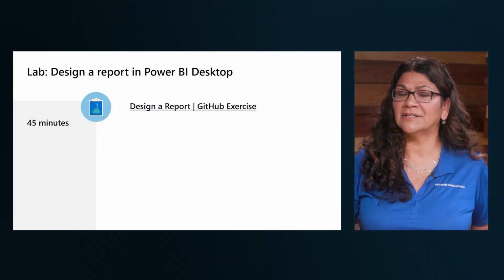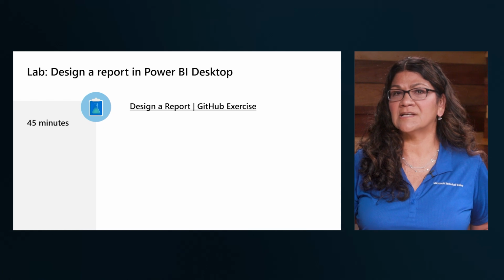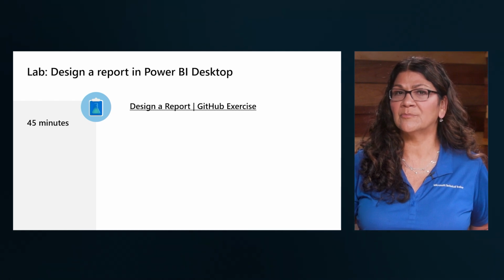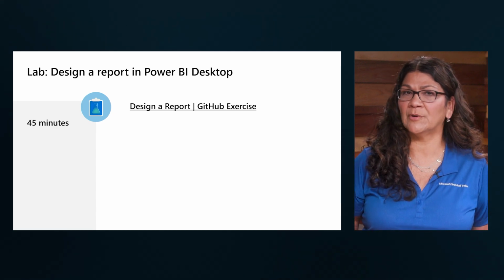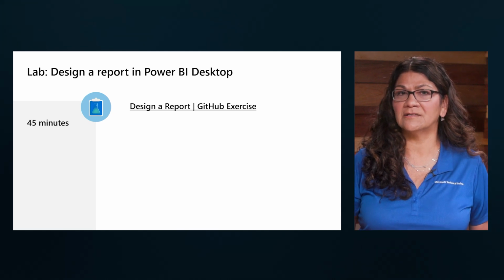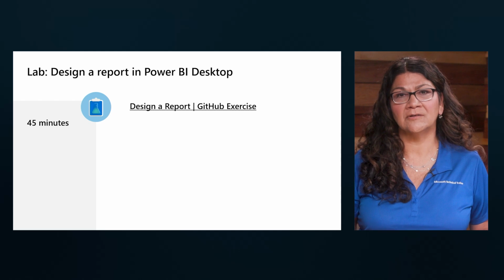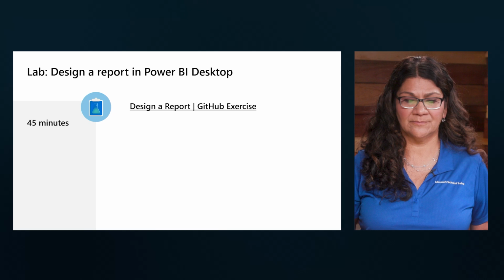Now you may want to do the lab, design a report in Power BI Desktop. You will design and create a 3-page report by configuring visuals and formatting properties. You will then publish it to the Power BI service and view it. Remember that you have access to the lab steps and the lab files in GitHub. And also, you don't have to complete the previous lab before completing this one.